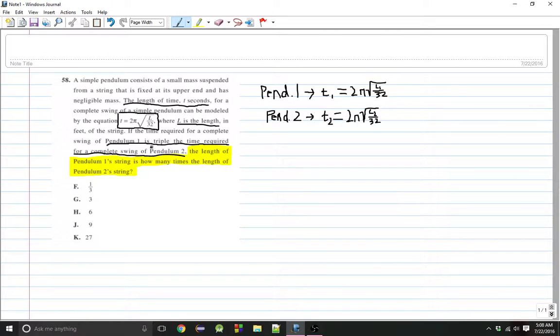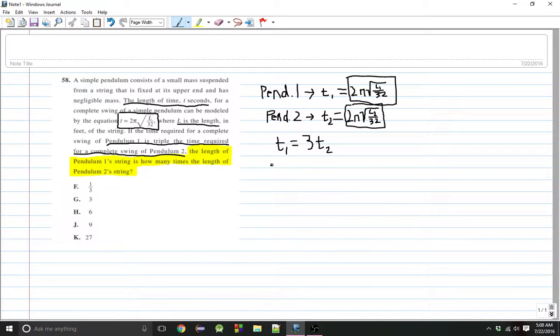so remember that we're given that pendulum 1 is triple the time, or 3 times greater in time than pendulum 2. So T1 equals 3 times T2. So now what do we do? We substitute in these equations for T1 and T2.